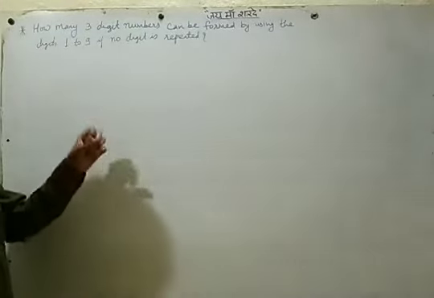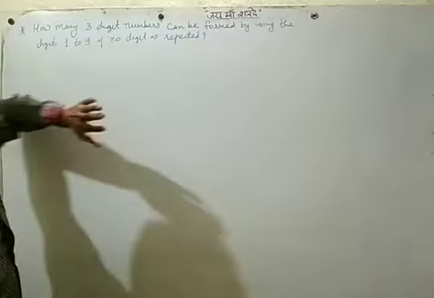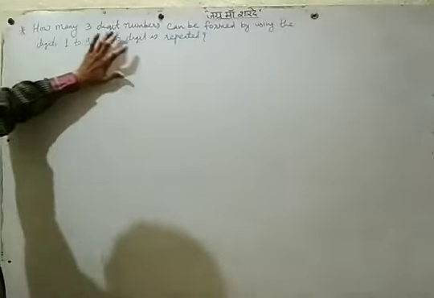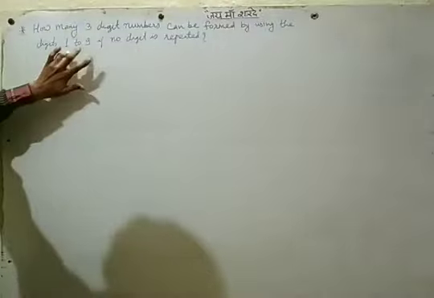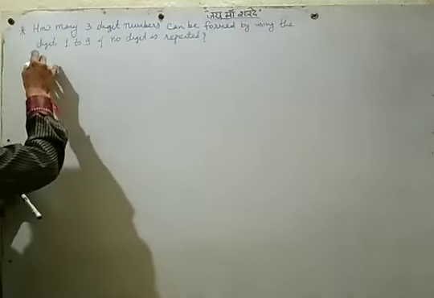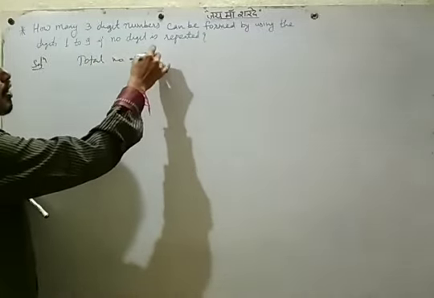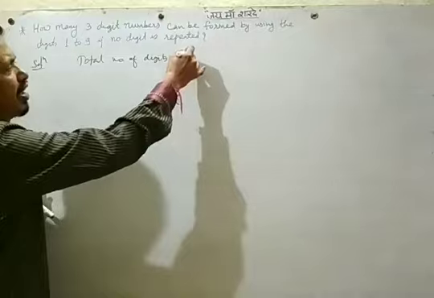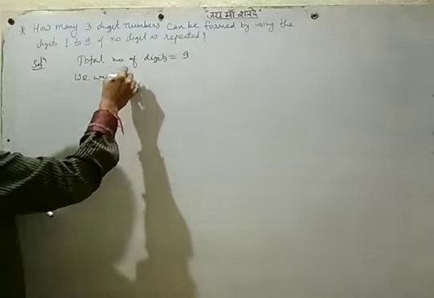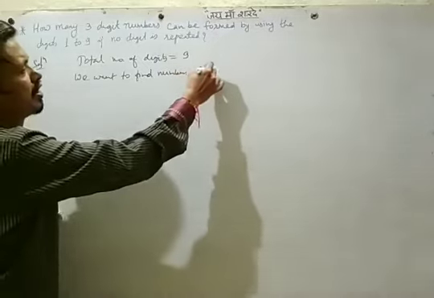Now we'll see some practical problems on permutation. How many 3-digit numbers can be formed by using the digits 1 to 9 if no digit is repeated? We want to form 3-digit numbers using digits 1 to 9, and no digit is repeated. So we have given the total number of digits, 1 to 9, which means 9 digits. We want to find the numbers of 3 digits.